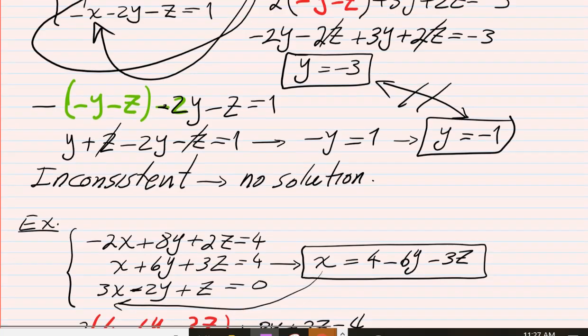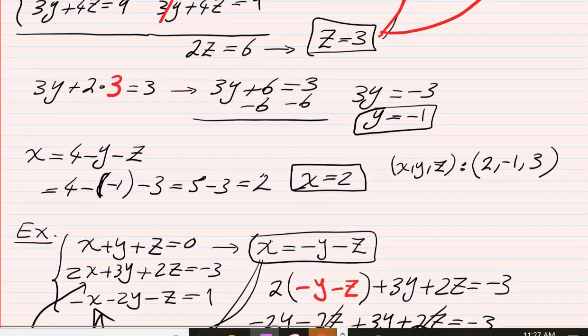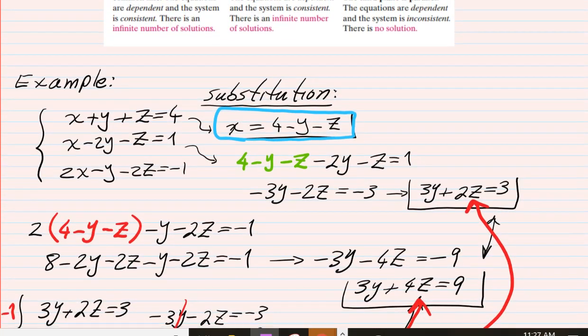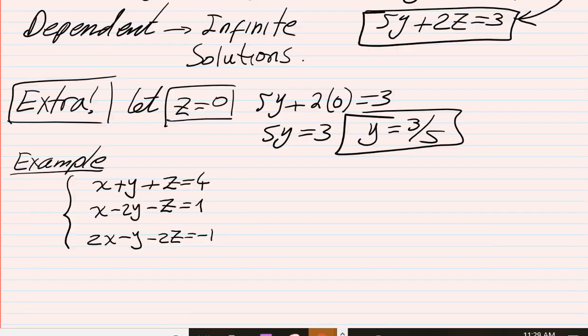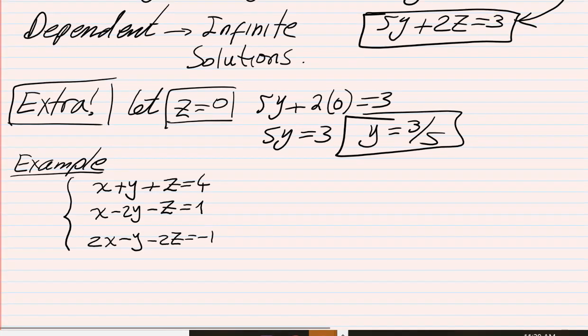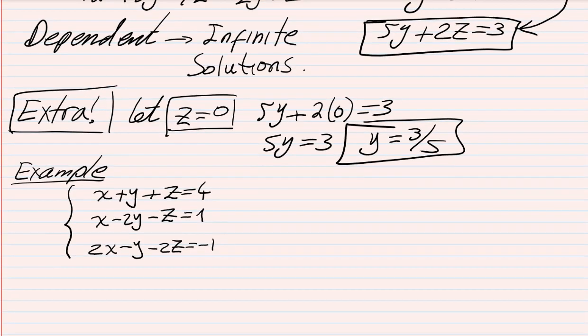Okay, so there you have it. We just went through the substitution method for solving a system, right? Now, the same system that we just did, let's redo it using the elimination method. Okay, so that's what we're going to do next. We're going to solve that system by elimination method. Here's the system again. I just wrote it down. And we want to solve this system by the elimination method.